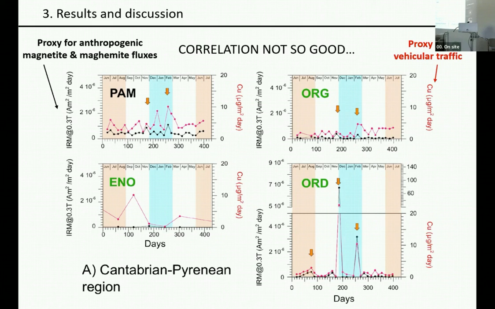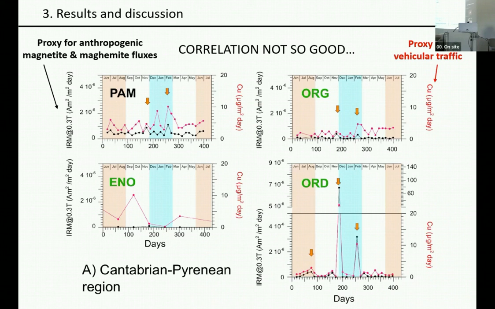What is important to notice is also that some of the most important outbreaks of North African dust, marked here with this orange arrow, are associated with large peaks in the amount not only of magnetite and maghemite, but also in the amount of copper. And this raises the question of whether some of this magnetite and this copper is anthropogenic in origin, but blown from North Africa into Southern Europe during these Saharan dust outbreaks.